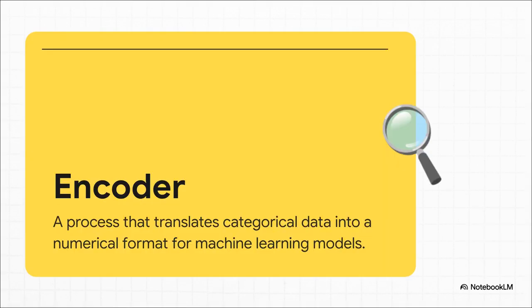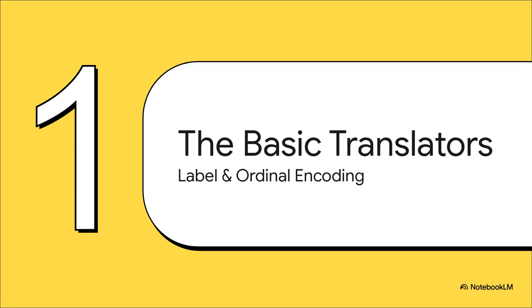And the solution, the hero of this entire story, is the encoder. Just think of it like a universal translator. Its entire job is to take all of our messy, human, word-based data and turn it into the clean, simple numbers that a machine learning model can actually understand and work with. So, how does this whole translation thing work? Well, let's start with the two most basic tools in the entire toolbox: label encoding and ordinal encoding. These are going to be your first go-to methods.